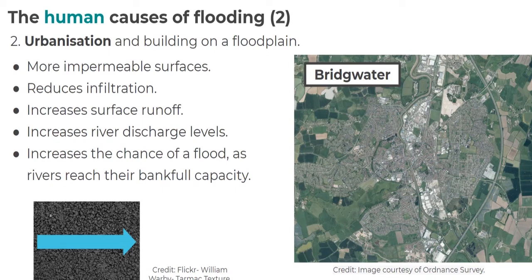If rainwater reaches the river channels faster, this will increase the river discharge levels within the channel really quickly, and this might mean that a river is more likely to reach its bank full capacity and flood. So human activity increases the chance that a flood will occur when it rains heavily.